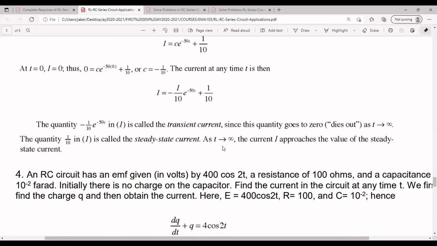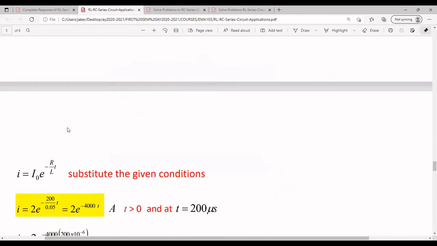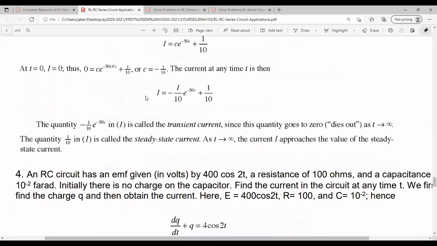Now, as t approaches infinity, the current I approaches the value of the steady state current. So for this circuit that we're talking about, as t approaches infinity, since this one dies out, your steady state current will be 1 over 10. So your current for the circuit will be approaching the value 1 over 10, which is the steady state current. Steady state in the sense, class, that it does not change as t approaches infinity, meaning forever and ever, that is the current in your circuit. Because this other term no longer has an effect, it has gone to zero. It dies out.